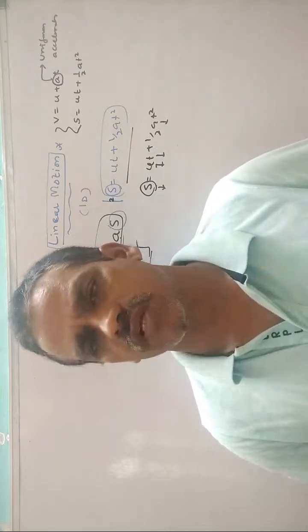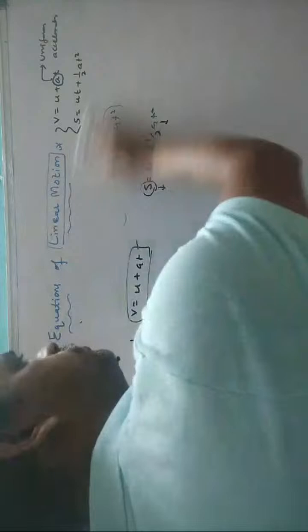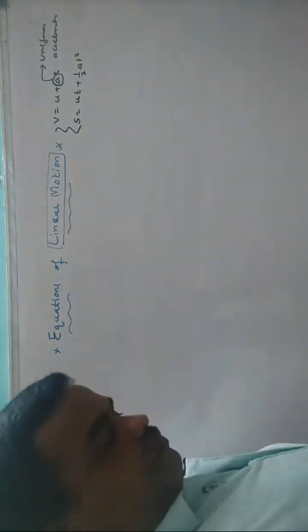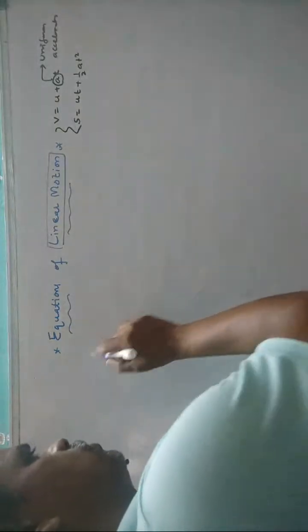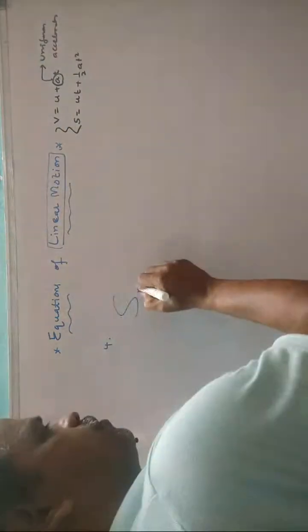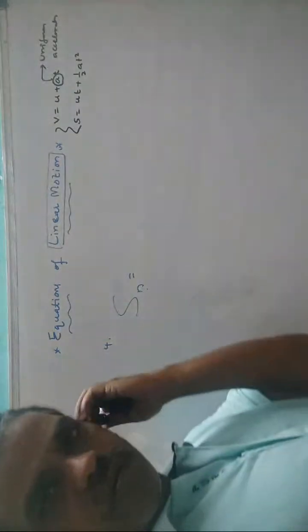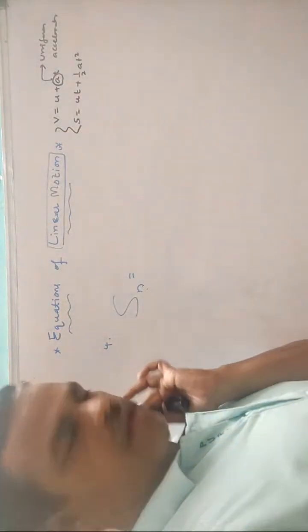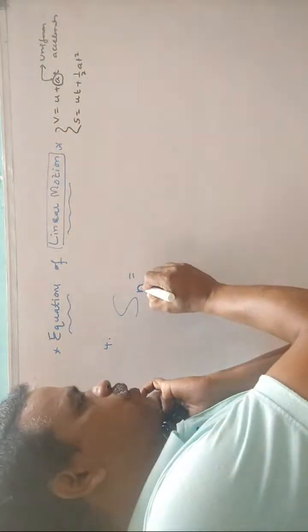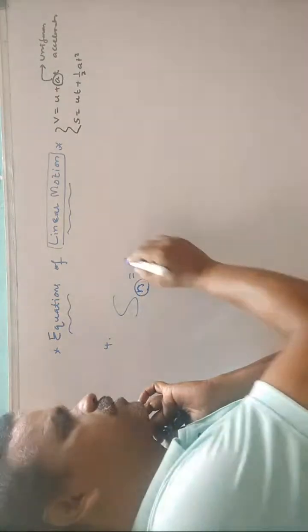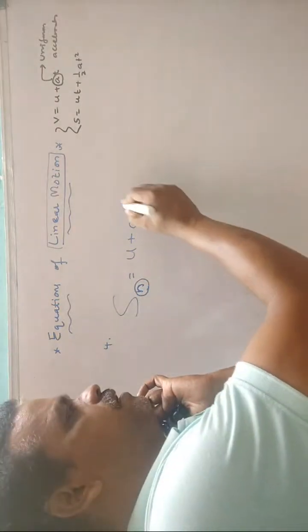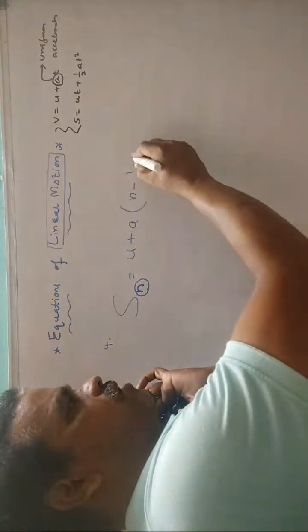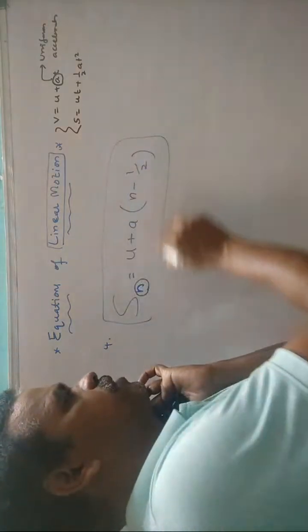One more equation we have, that is the nth second displacement. This is somewhat different. The fourth equation: Sn equal to u plus a of n minus half, where Sn, with subscript n, is the nth second displacement. This is the fourth equation we have.